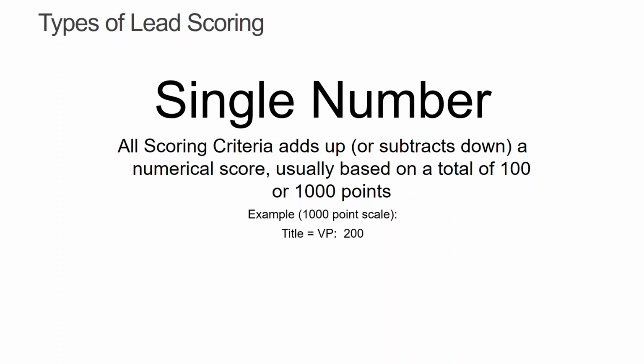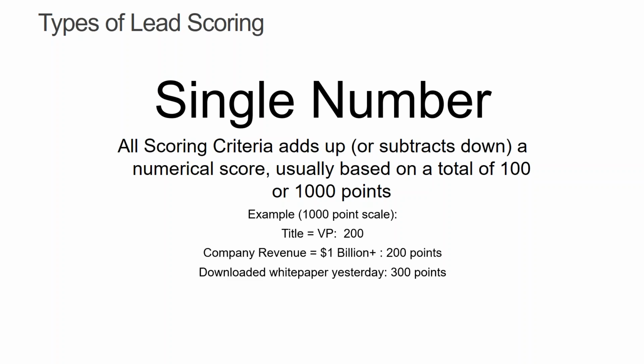We've got a title. Someone fills out a form. They say, hey, my title is vice president. That's 200 points. The company revenue, again, they filled out a form, or maybe we've gotten it from some sort of information service. It's $1 billion plus. That's 200 points we'll add to the score. Now we've also seen that this person's downloaded a white paper yesterday from our site. That's 300 points we'll add to the score. So that's a 700-point lead score out of 1,000. That's a pretty hot lead.